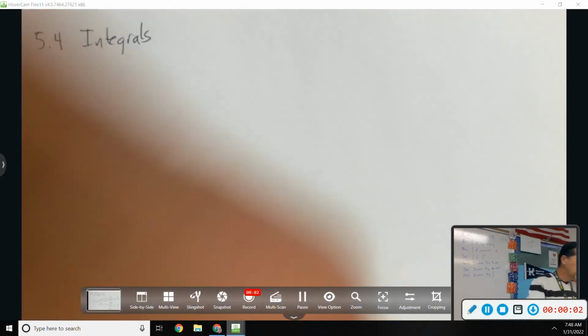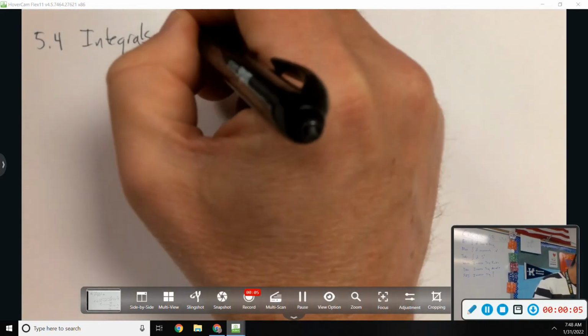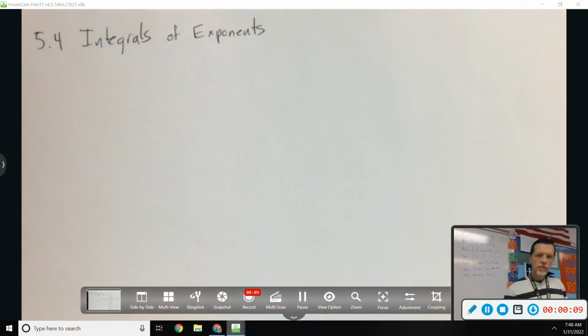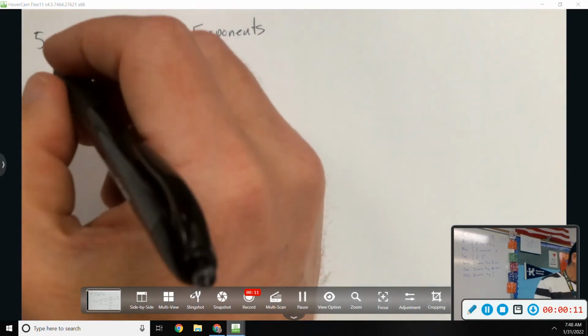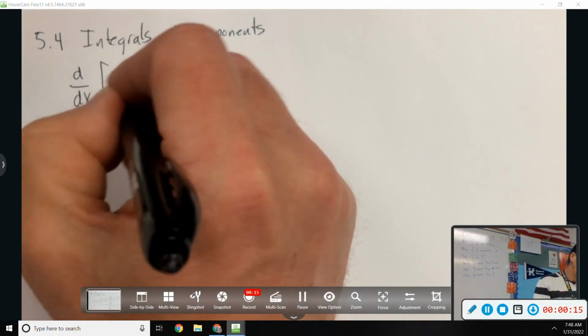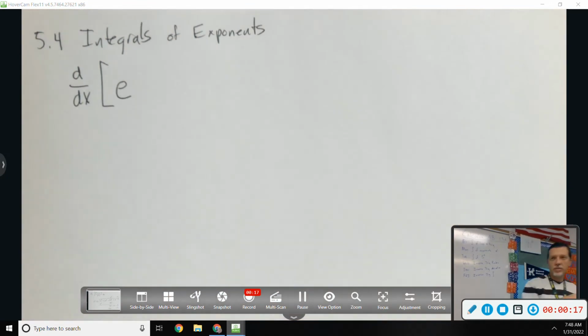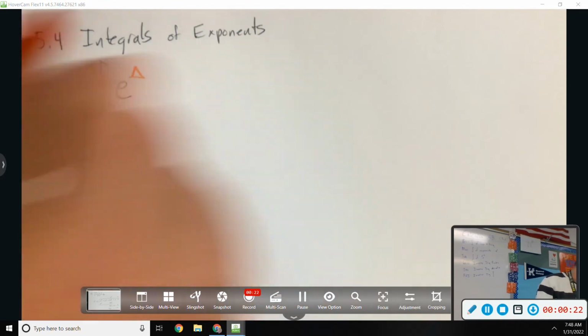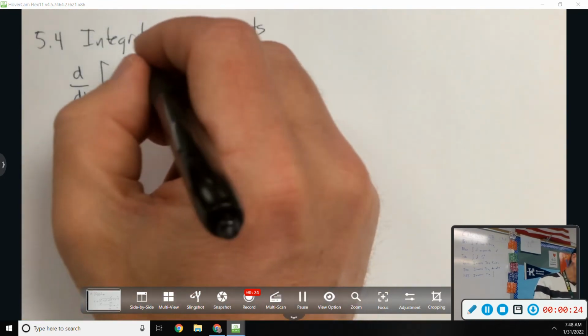5.4, integrals, antiderivatives of exponents. Well, let's review in our brain here the derivatives of exponents. Let's do that first, and then we'll be able to go backwards, hopefully.